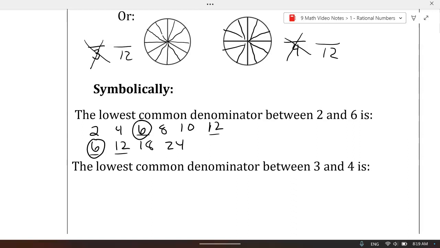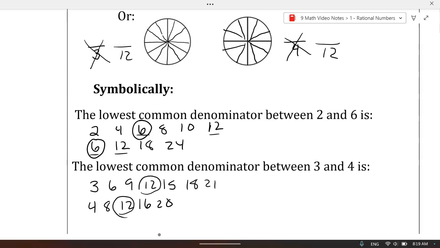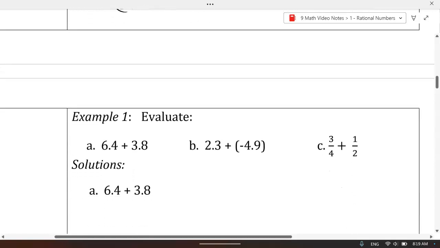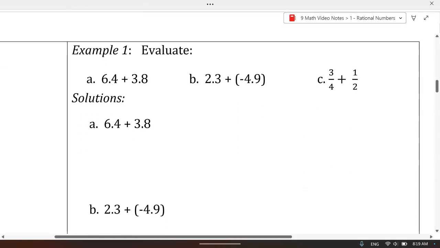Okay. Similarly, if I were to write out the multiples of 3: 3, 6, 9, 12, 15, 18, 21. And I would write out the multiples of 4: 4, 8, 12, 16, 20. I'm noticing that the first number that comes up is 12. So the lowest common denominator between 3 and 4 is 12. So let's use that to answer a few questions here.